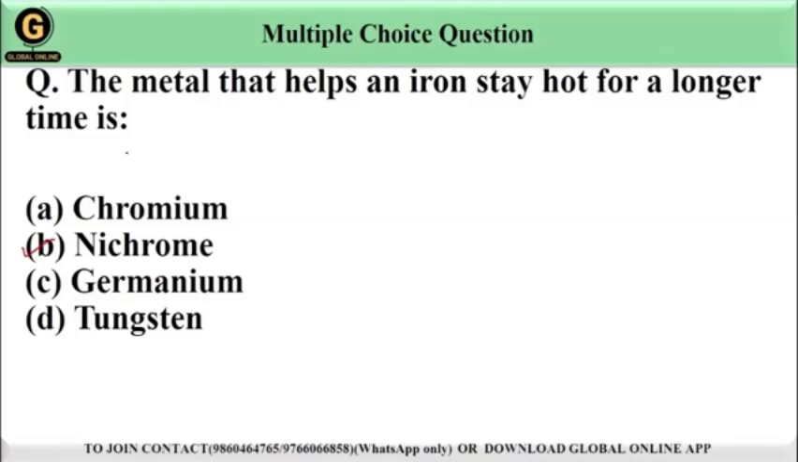It has high resistance to heat and oxidation, making it ideal for use in devices that need to get hot and remain hot. Tungsten also has a high melting point, but it is not typically used in iron heating elements. So the correct answer among the options is option B, nichrome.